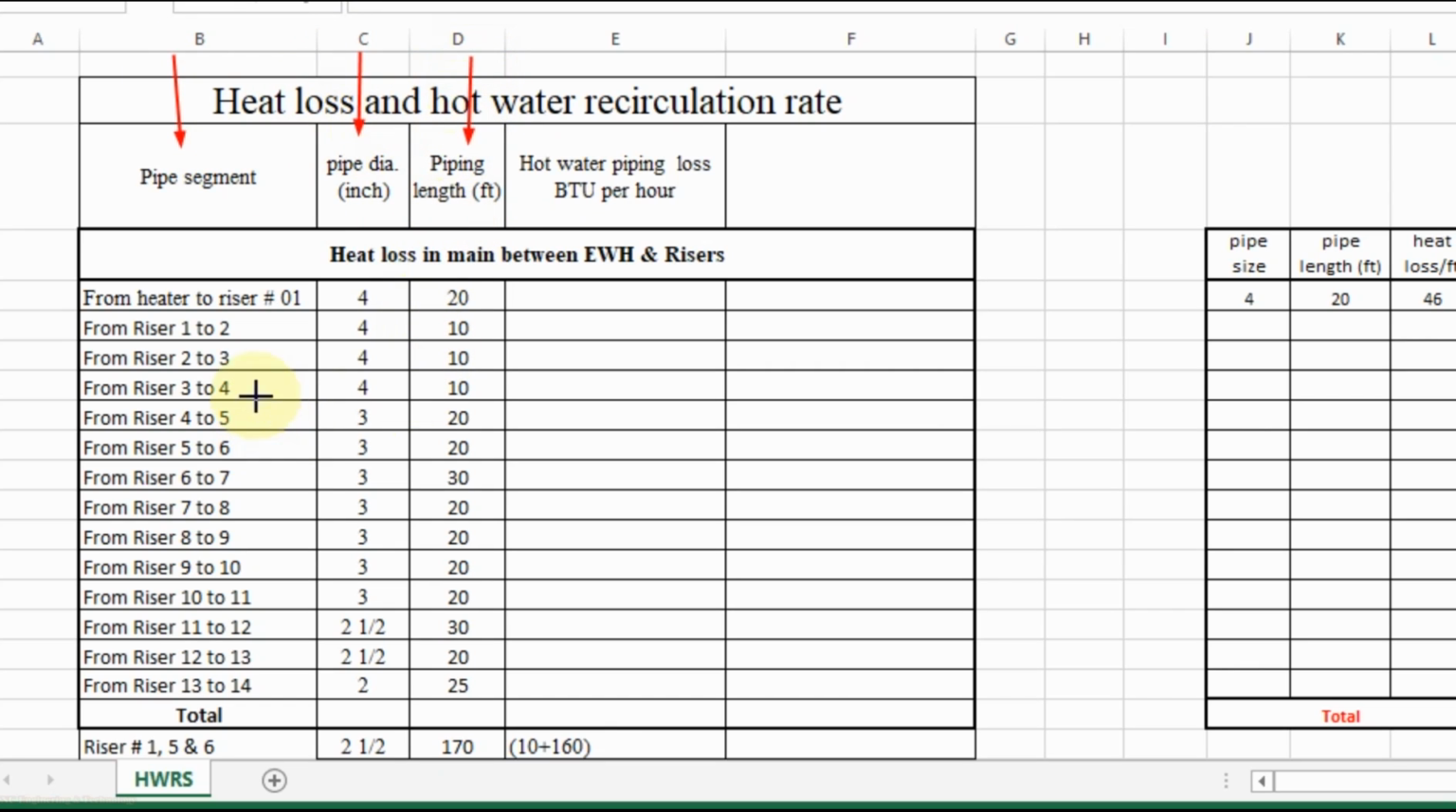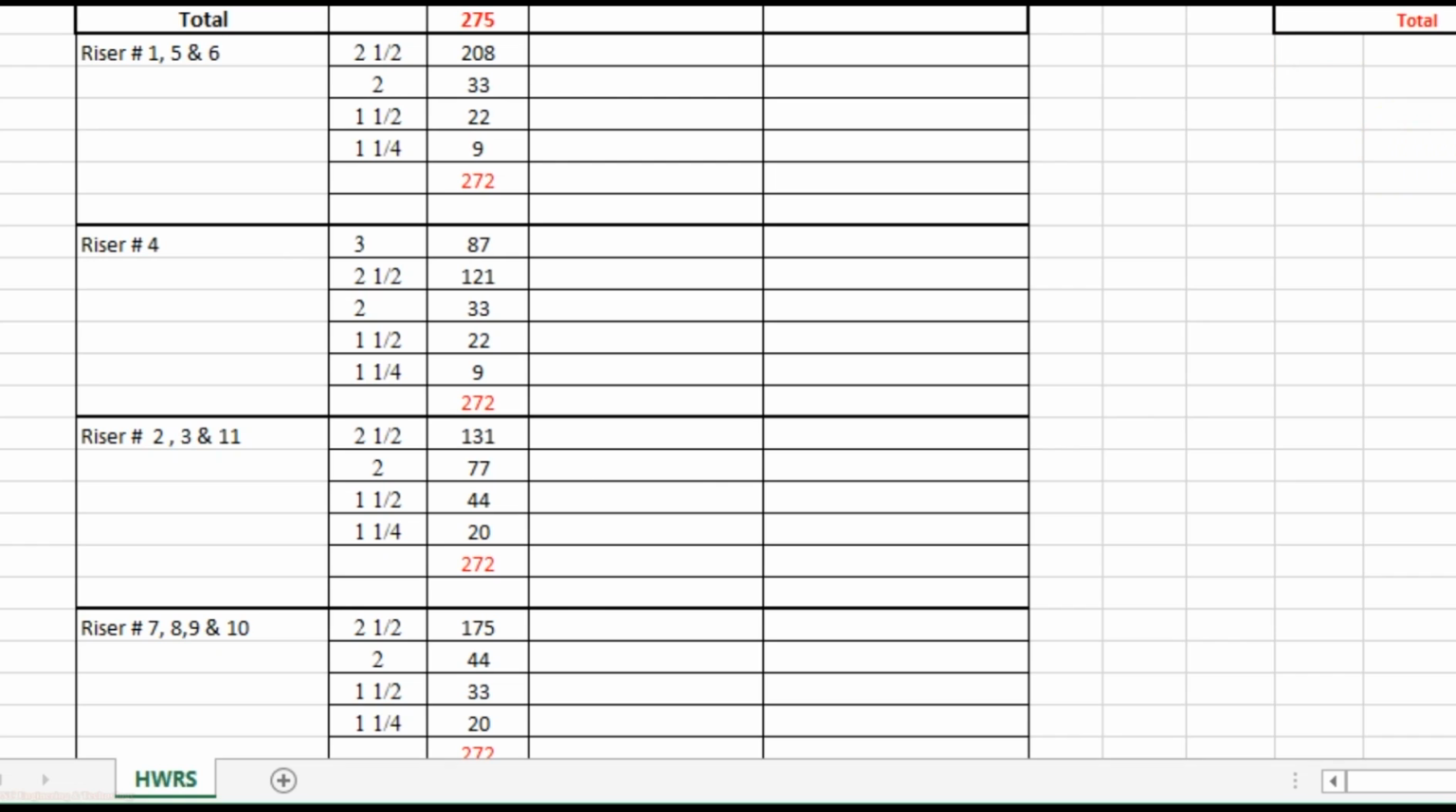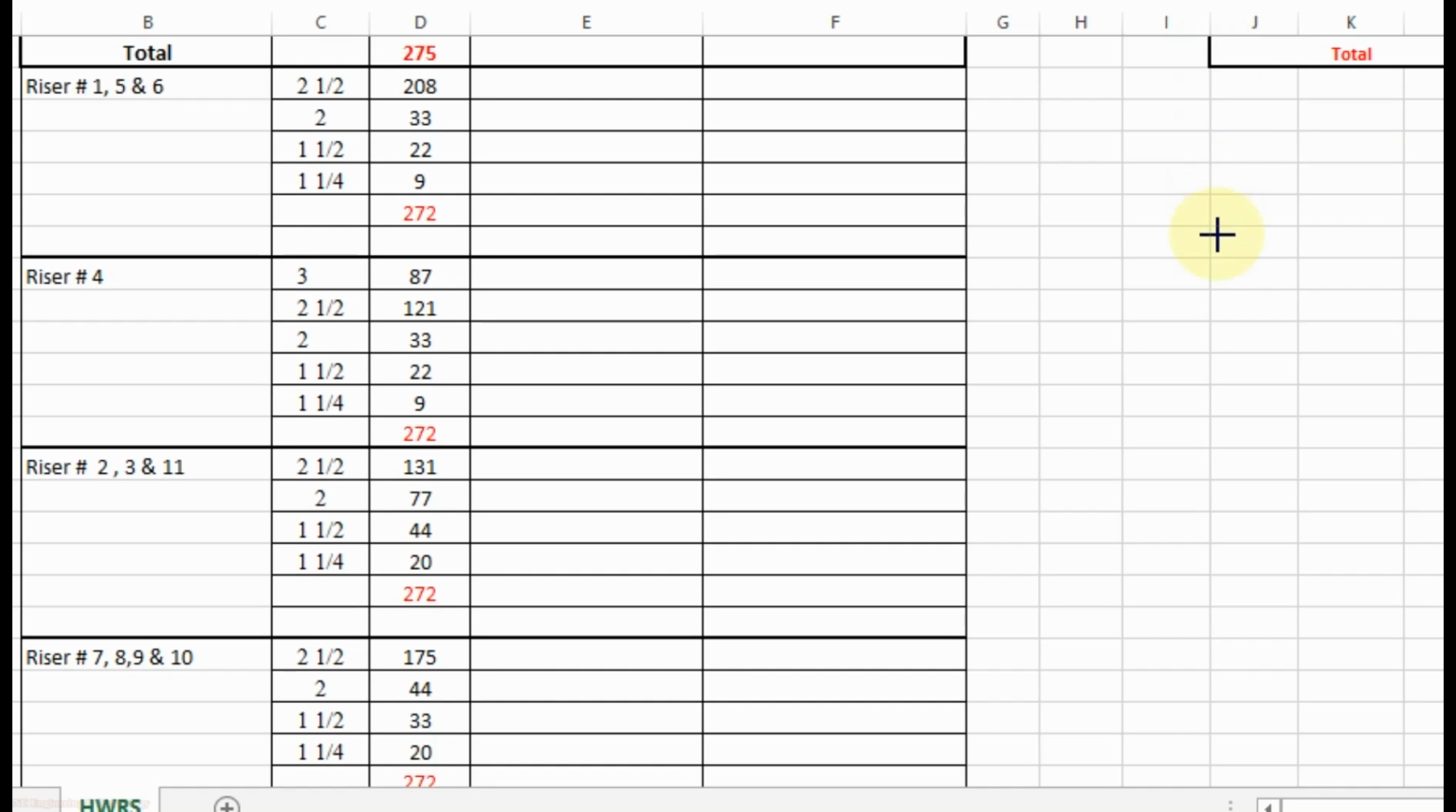For pipe segment 1, between the electric water heater and riser number 1, the pipe size is 4 inch and its length is 20 feet. Similarly, for the pipe segment between the last two risers, the pipe size is 2 inch and its length is 25 feet. Similarly, we complete the table for all pipe segments in all risers. The floor height is 11 feet and the pipe segment in the top floor is 9 feet.